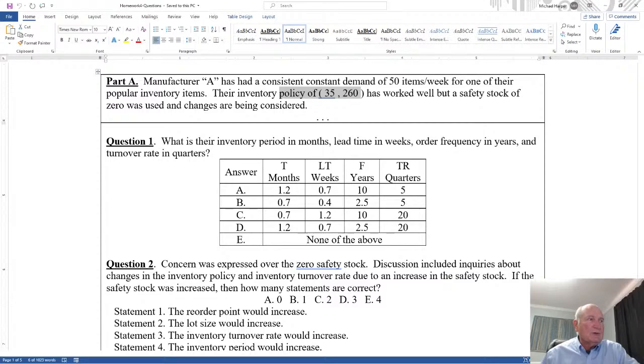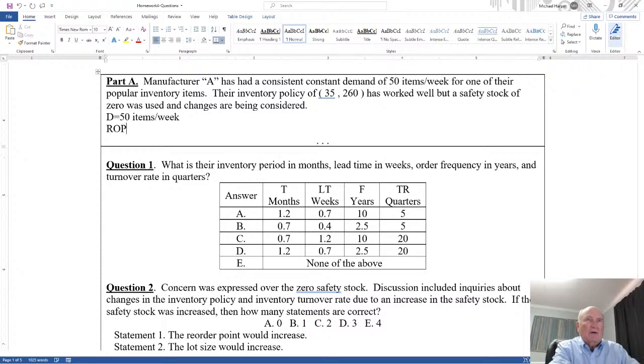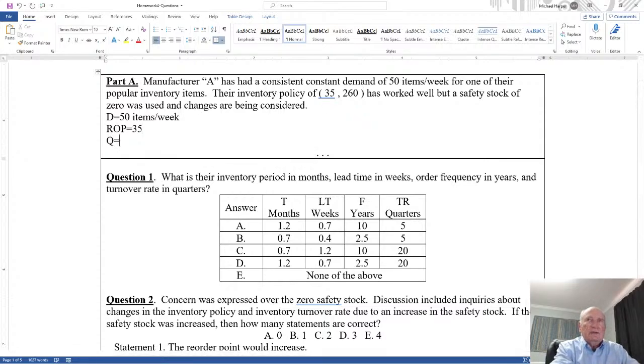So in order to work this one, it's pretty straightforward in just saying, okay, well, it's going to be conversion from our demand is items per week. Let's just put this up here. Our demand equals items per week, 50 items per week. And then our ROP is given in this policy here of 35, okay? And then our lot size Q is given to be 260. So we have these values, okay? And these are just items and items.